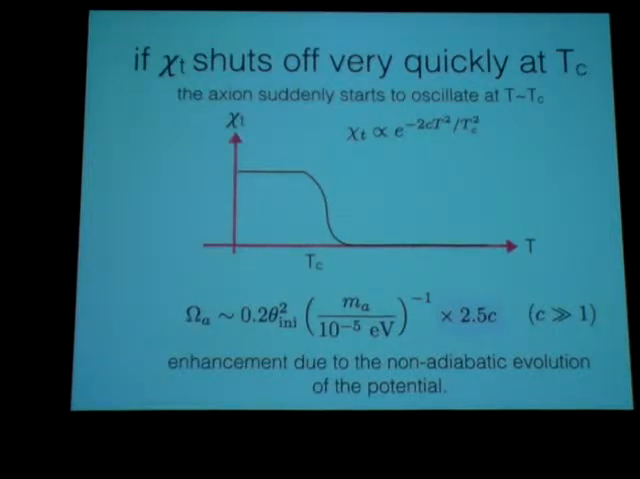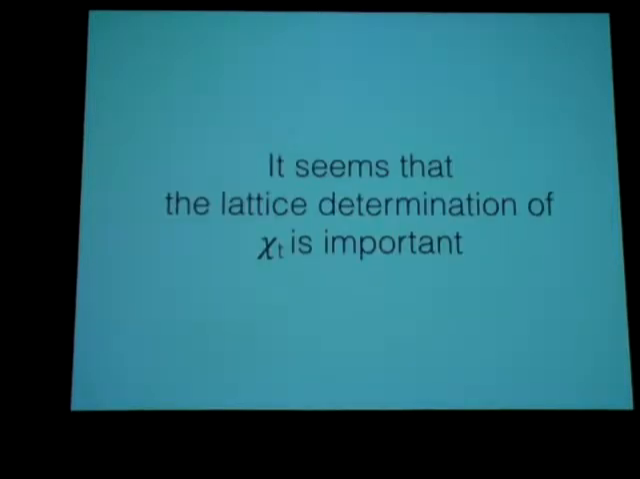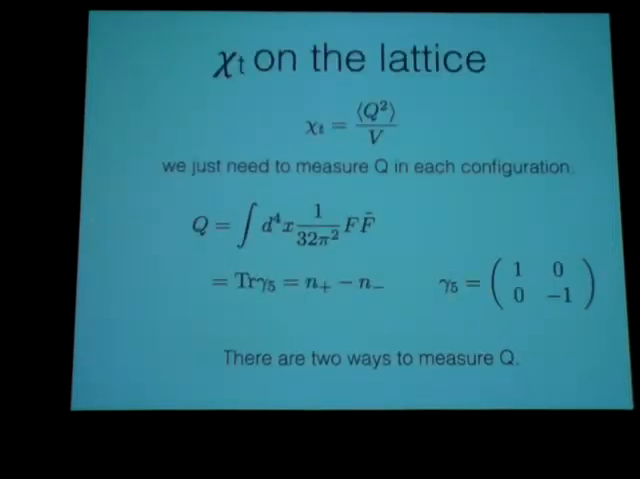That is very important because if the potential grows really quickly, there's a non-adiabatic effect. So the axion has a huge amplitude from the beginning. Usually it gradually gets a potential, so it's adiabatic and not that large an enhancement, but if it's really quick, we get a large enhancement. So it seems that lattice determination of chi_t as a function of temperature is important. So that's something I worked on.